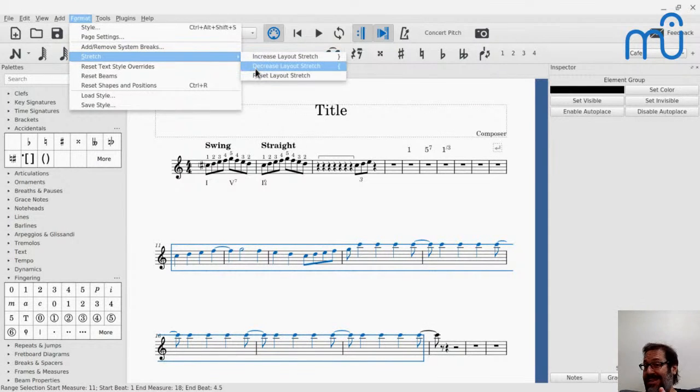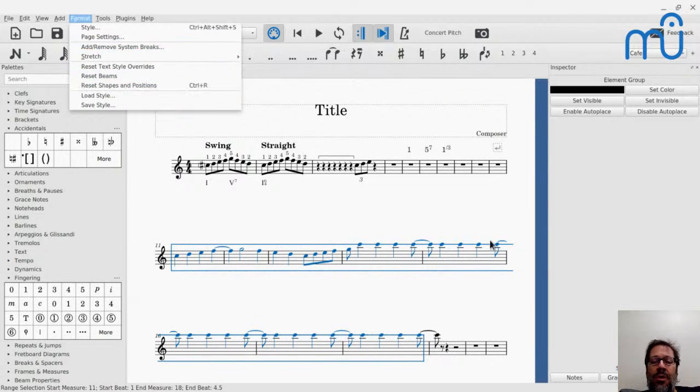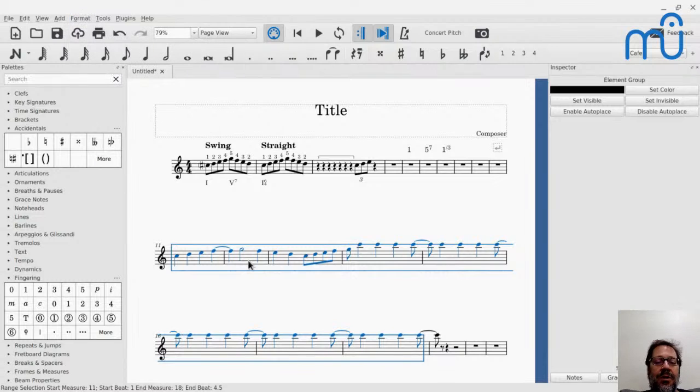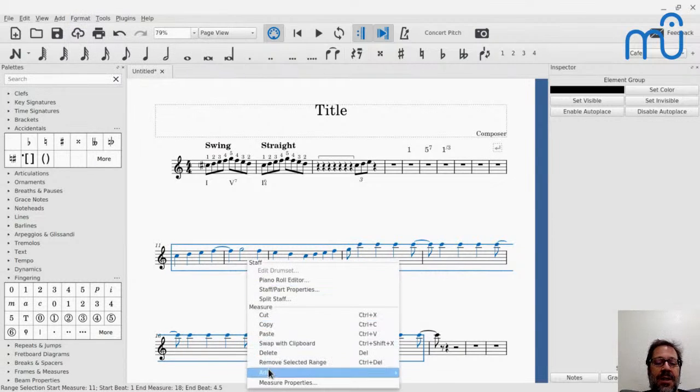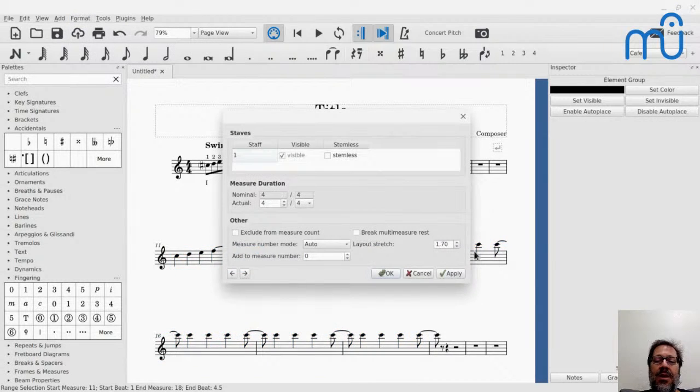What the stretch does is it basically overrides that 1.2 value. It lowers it or increases it accordingly. The left curly brace decreases it, and the right brace increases it just for whatever measures are selected. You can also go to measure properties, right click here, measure properties, and you can actually see that override here. 1 would mean no override.